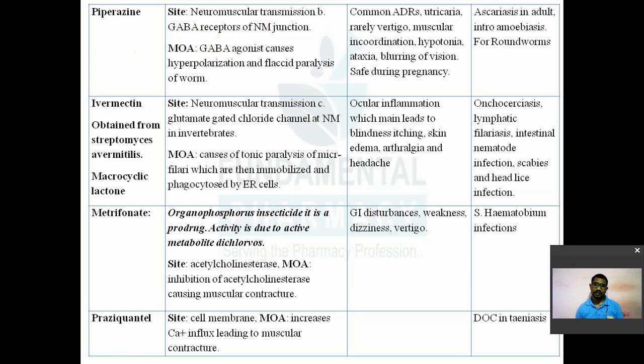जितने भी एंथेल्मिंटिक ड्रग्स हैं, they are not able to cross the blood brain barrier, or they will not show any CNS or other adverse effect. That's why they can selectively act on your helminth, or they can selectively act on worms. Site is nothing but neuromuscular transmission, GABA receptors at neuromuscular junction, and it will act by GABA receptor agonism. So it will act as a GABA receptor agonist and causes hyperpolarization and flaccid paralysis of muscle of worm.